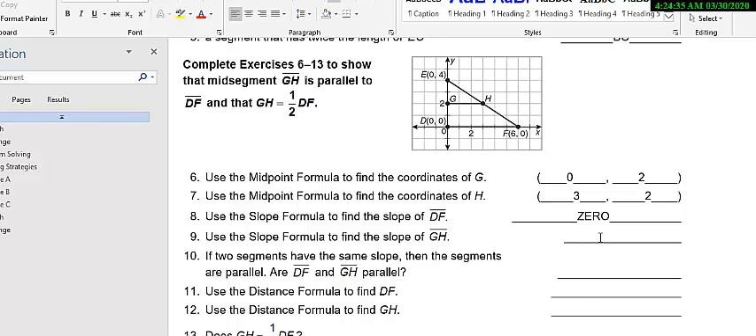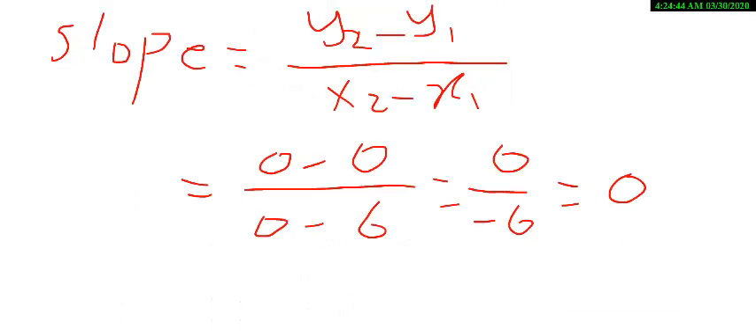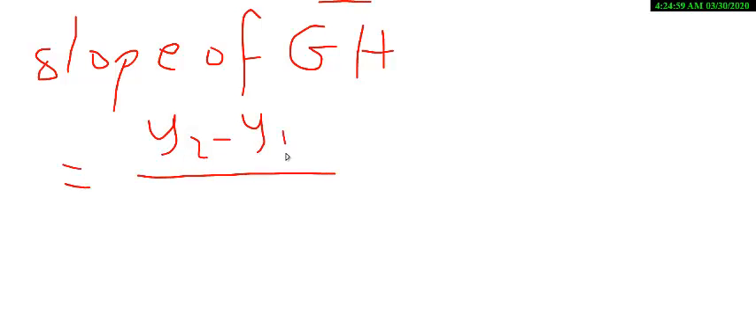According to the slope formula which we had right now. Next question, use the slope formula to find out the slope of GH. We need to get back to the mathematical formula here. So I'm going to write down here the slope of GH segment will be y2 minus y1 over x2 minus x1.